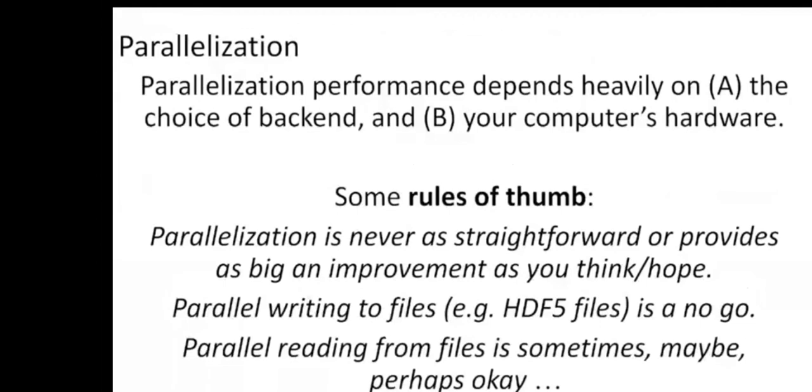When working with large data, parallelization is an attractive option for speeding up your analysis. However, parallelization performance depends heavily on the choice of delayed array backend you are using, such as an HDF5 file, and your computer's hardware. Some general rules of thumb are that parallelization is never as straightforward as you think and never provides as big an improvement as you hope. Generally, parallel writing to files is a bit of a no-go zone, whereas parallel reading from files is sometimes okay.